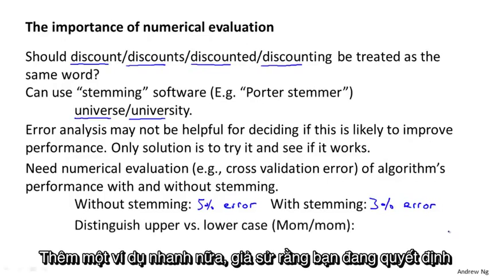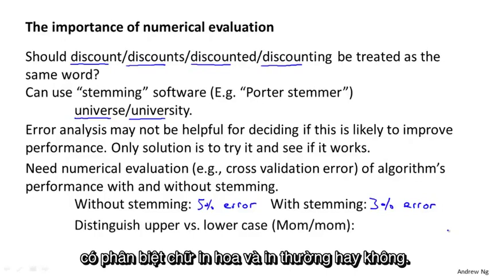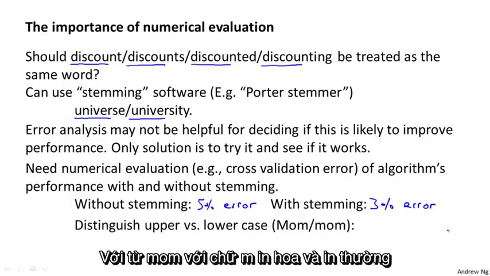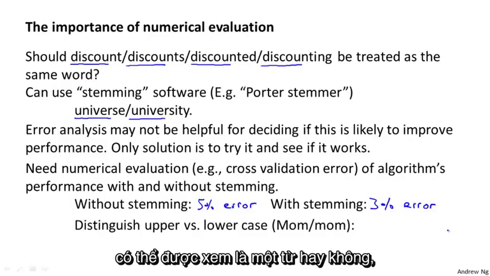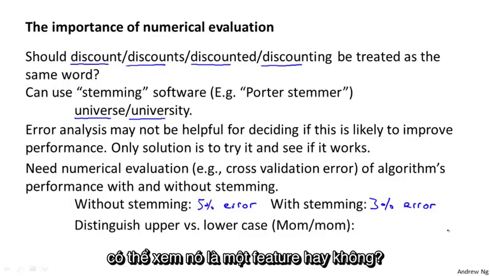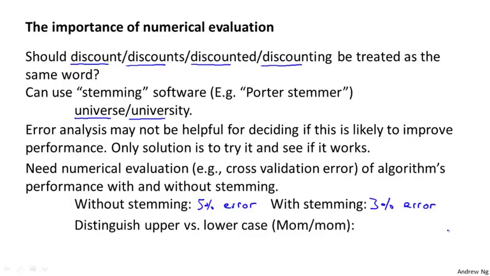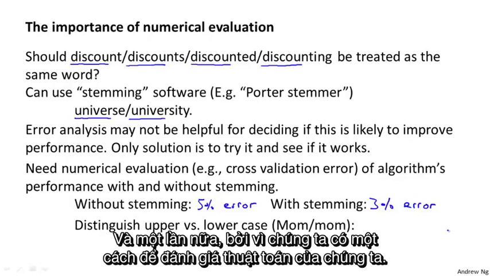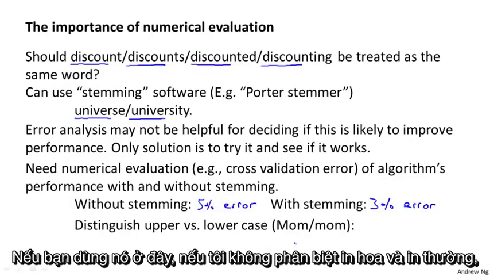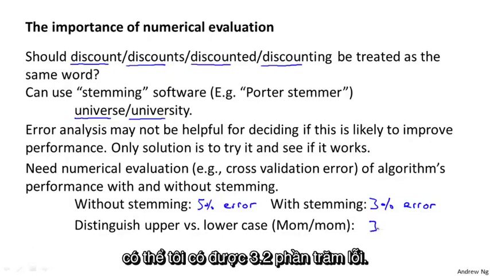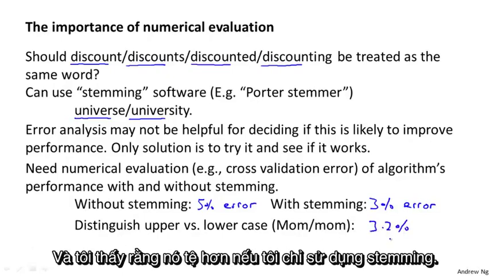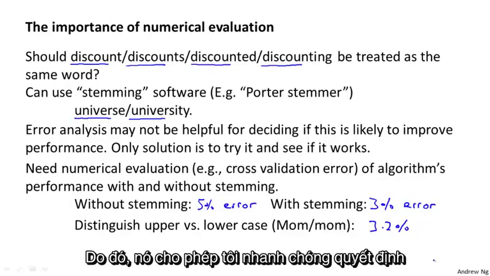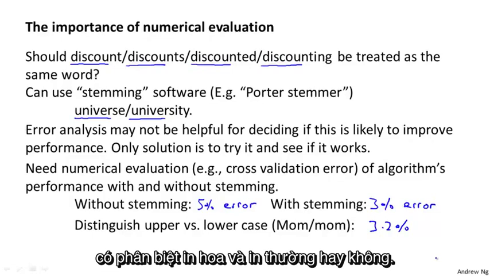And just as one more quick example, let's say that you're also trying to decide whether or not to distinguish between upper versus lowercase. So, is the word mom with uppercase M versus lowercase m, should that be treated as the same word or as different words? Should these be treated as the same feature or as different features? And so once again, because we have a way to evaluate our algorithm, if you try this out, if I stop distinguishing upper and lowercase, maybe I end up with 3.2% error, and I find that therefore this does worse than if I use only stemming, and so this lets me very quickly decide to go ahead and to distinguish or to not distinguish between upper and lowercase.